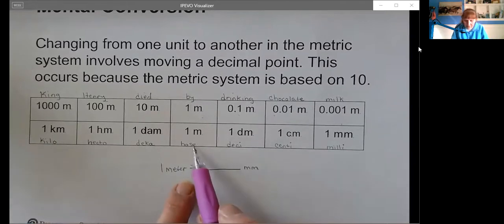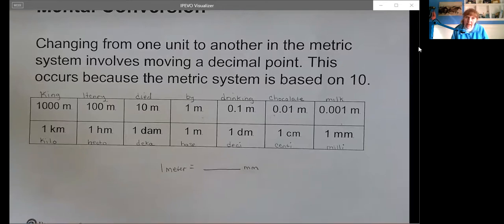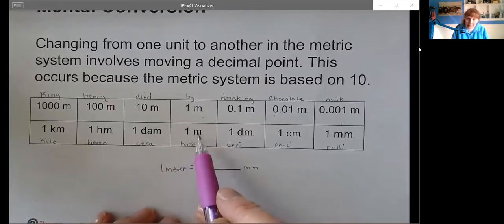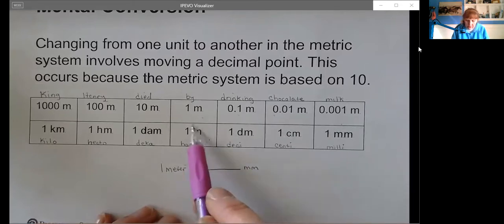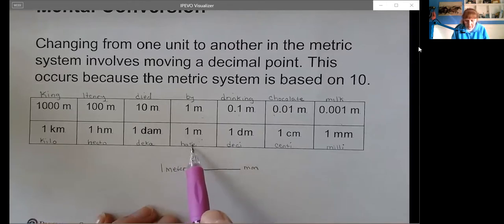So you find your meter, which is your base. Now this base could also be a liter or a gram. You can have milligrams, centigrams. This is done the same way. It's just that we're using our meter as our base. You want to go from a meter to a millimeter.